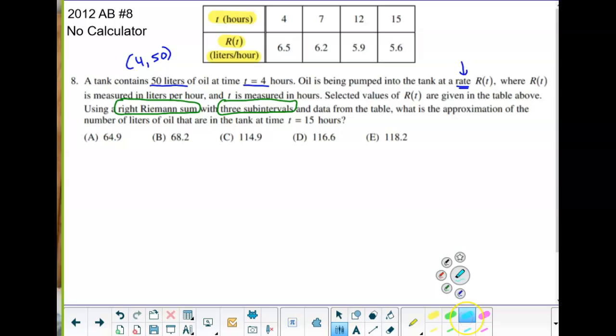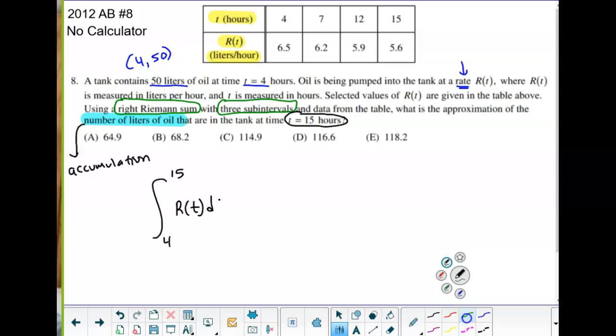So here's the part that students often overlook. What is the approximation of the number of liters? That's total, right? That's accumulation. When you see that, accumulation means there's an integral. And they tell us a time. Where did we go? We went from 4 to 15 of the rate. So we're accumulating from 4 to 15 of the total rate.